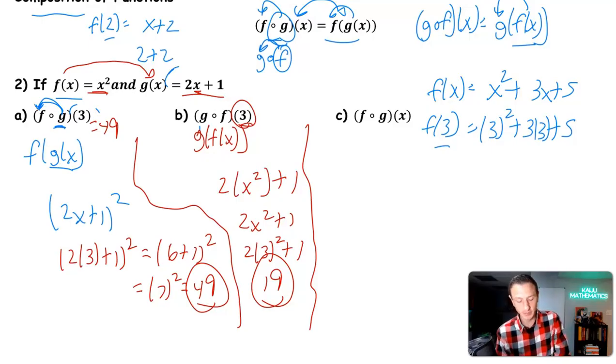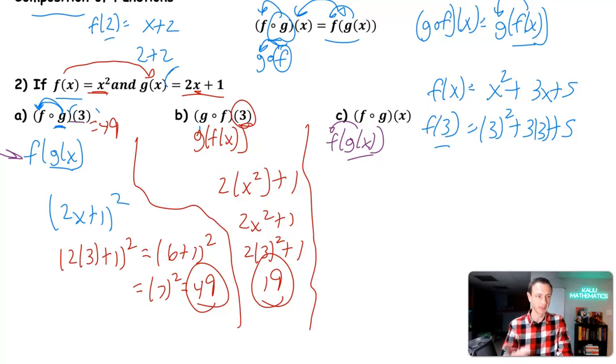In letter C, they just want f of g of x. So that's just saying find f of g of x, meaning take g of x and plug it into f. We already did that over here on letter A. The only difference was this one actually wanted us to evaluate a number. But we're going to go back to here, it's 2x plus 1 squared.